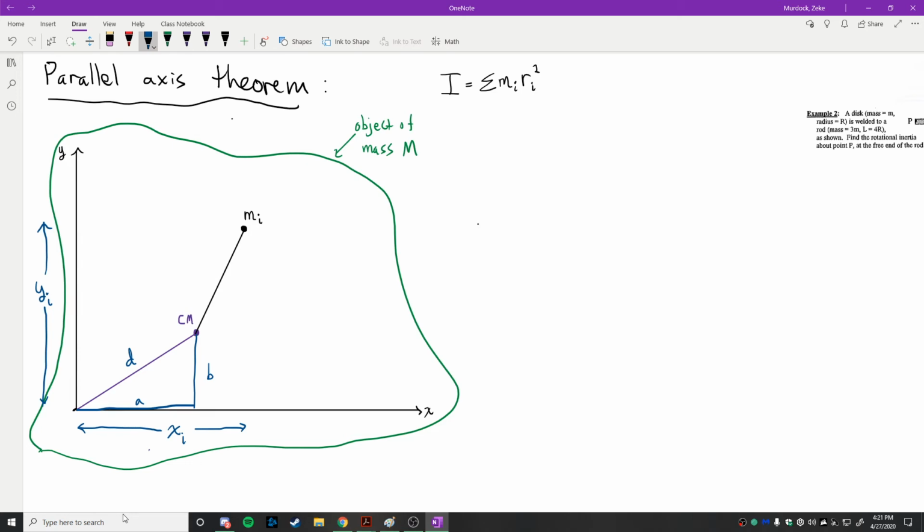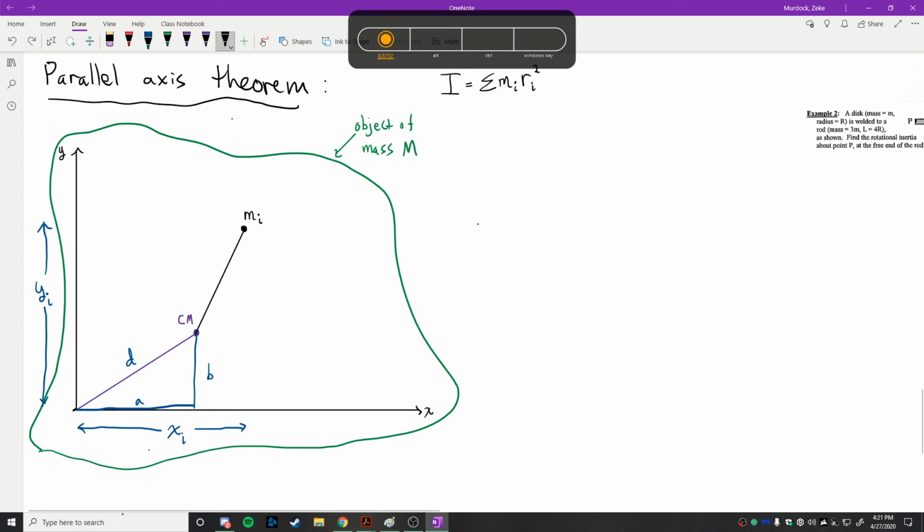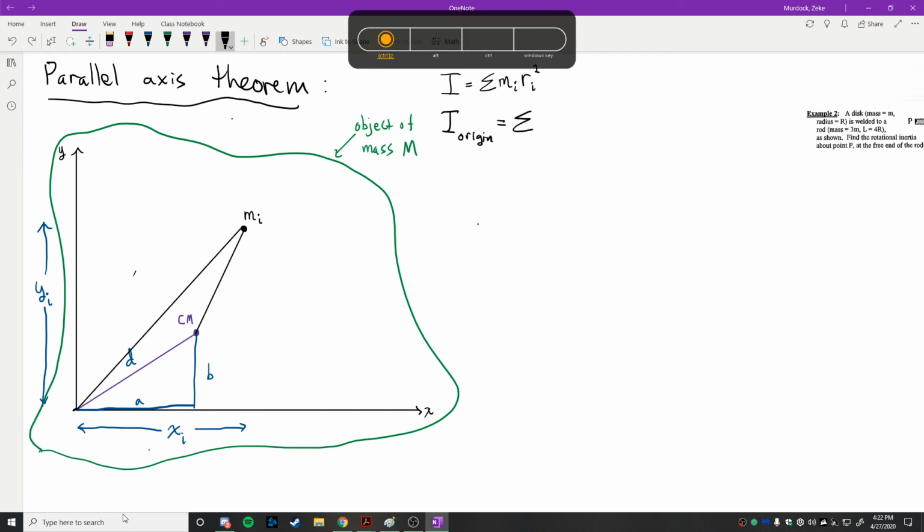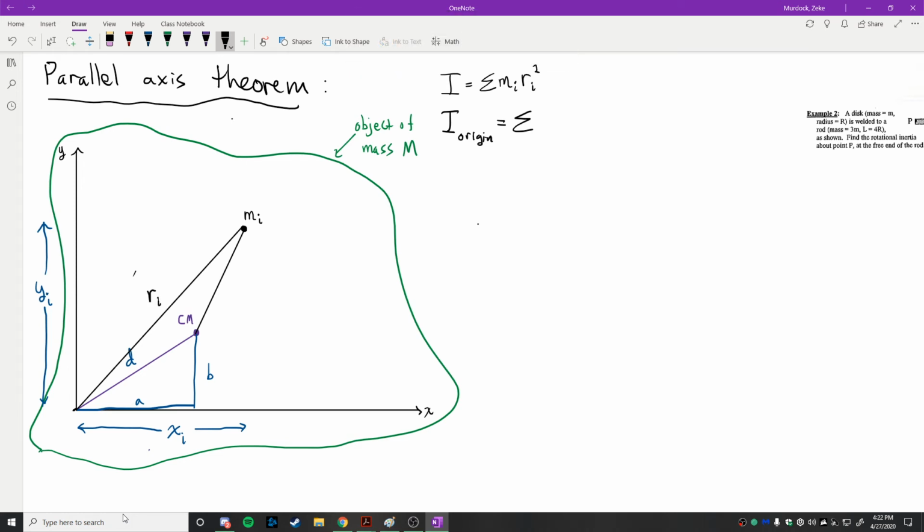So now we're going to apply this. We're going to say the moment of inertia of my object about the origin is going to be equal to the sum over m_i r_i squared. What I would argue is that r sub i is this length. If I start from here and go to here, that is going to be r sub i. This is going to be r sub i, that length. And based on the picture, you should be able to see that r_i squared, according to the Pythagorean theorem, is going to be x_i squared plus y_i squared.